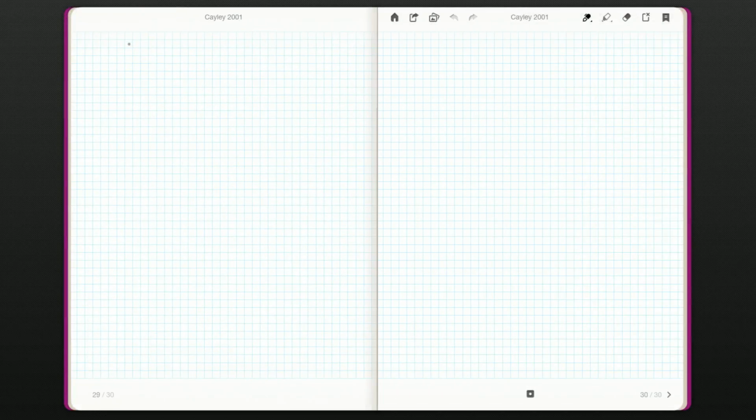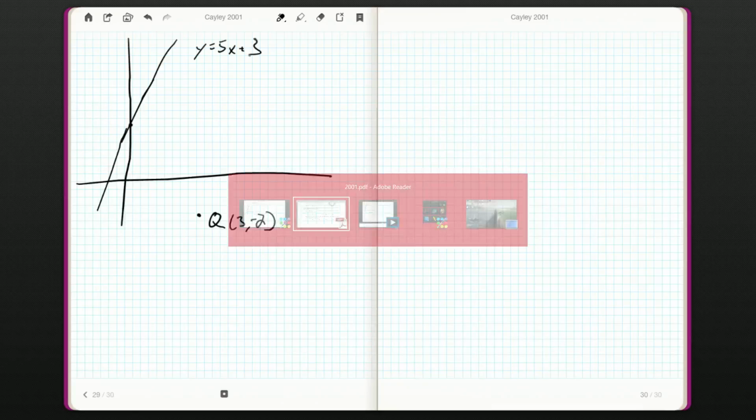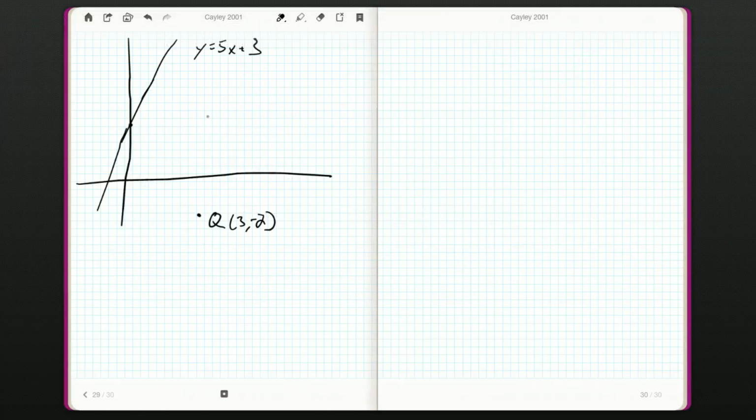So if we draw our picture here, Q was (3, -2), so we'll say it's down here. And I think our line went through 3, and it was going at a rate of 5x plus 3. Yeah, 5x plus 3 right there. Okay. So P is somewhere on this line. I have no idea what the value of P is, and that's part of what's going to help us answer this.